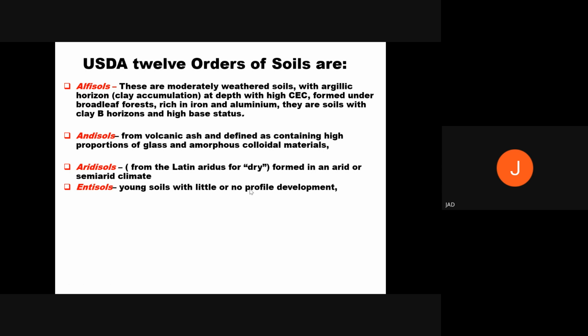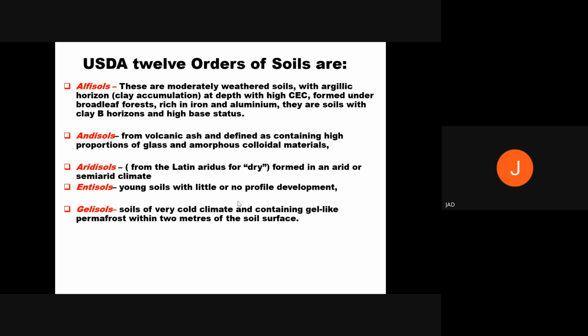When we say a soil is very young, that comes under genesis, old or young soil. We are trying to describe the nature of the profile. Young soils have little or no profile development. So when we say a soil is very old, then that soil has well-defined profiles.